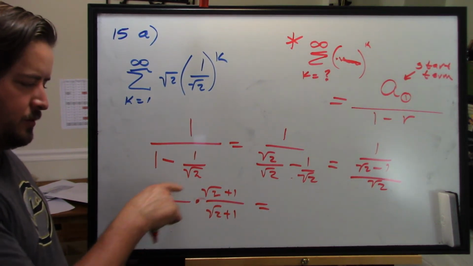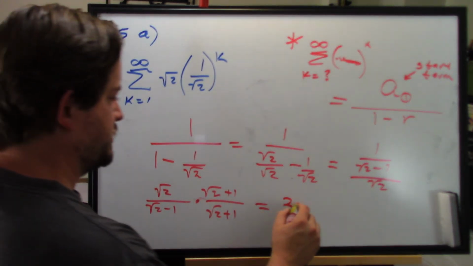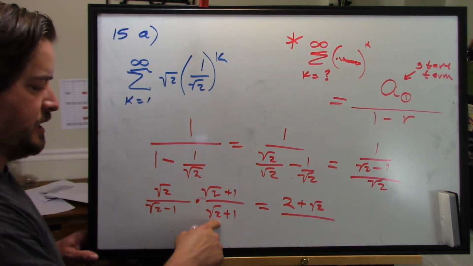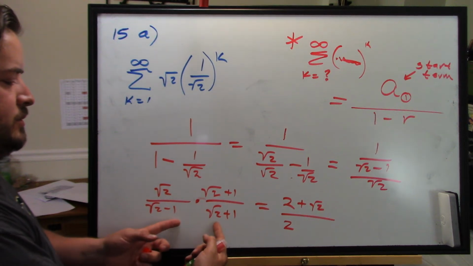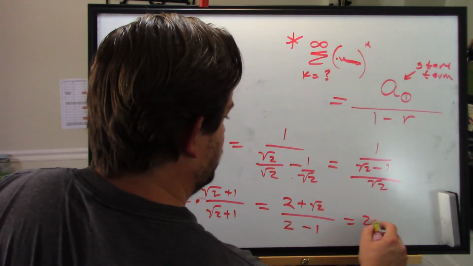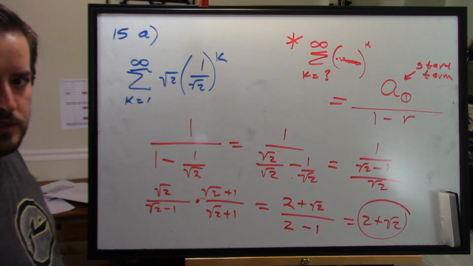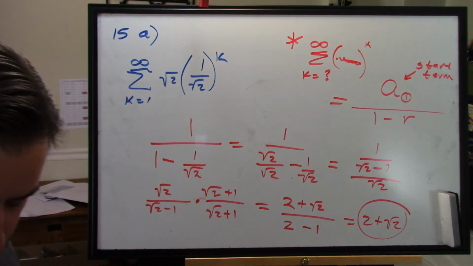I have to distribute. The root 2 times the root 2 is a 2. Root 2 times 1 is just root 2. And in the denominator, I get a root 2 times a root 2, which is a 2, plus a root 2 minus a root 2, which cancel out, and then minus a 1. And so this is just 2 plus root 2 over 1, or just 2 plus root 2. Okay.